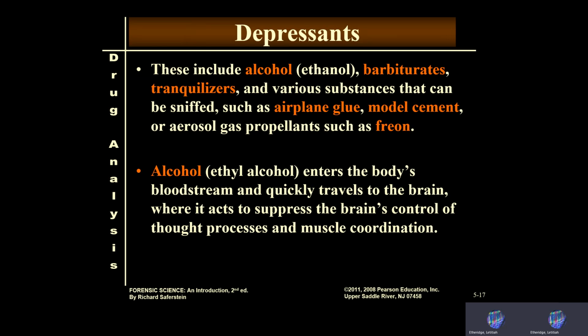When we talk about alcohol, which is probably the biggest member of the depressant family, it's going to enter the body's bloodstream really quickly, and it's going to travel to the brain, and it's going to start to suppress basically your brain's control of your body. That's why a lot of people that get extremely drunk have issues walking, sometimes because their thought processes are all jumbled. They have issues speaking, and they tend to slur their speech. But that's because alcohol is basically depressing your brain's control center.